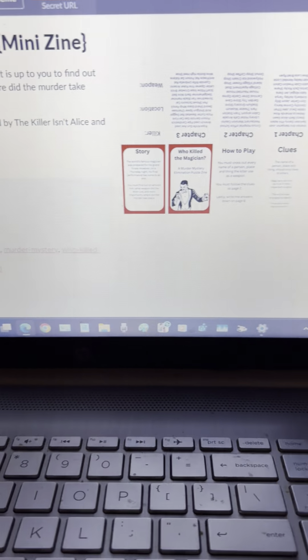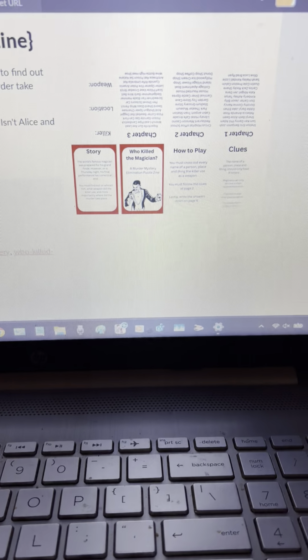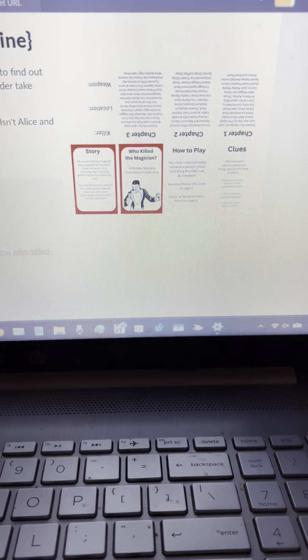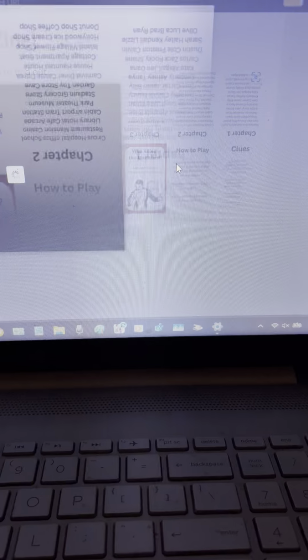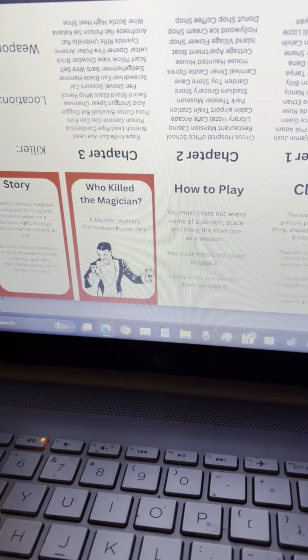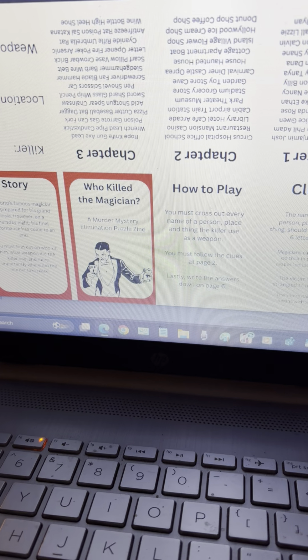I wanted to create an interactive puzzle zine that is similar to The Killer Isn't Alice. The problem is that I never tried The Killer Isn't Alice, but I wanted to. I just don't have it right now. So I decided to create a mini version of that, but it's basically focused around the character victims.